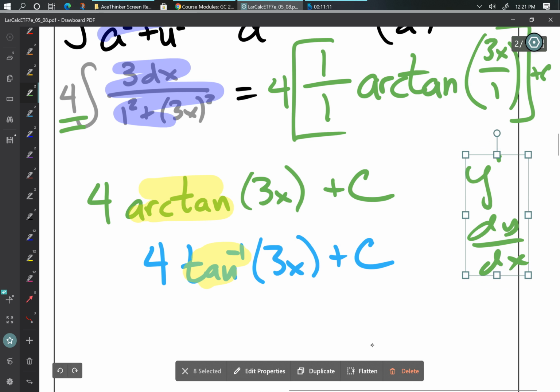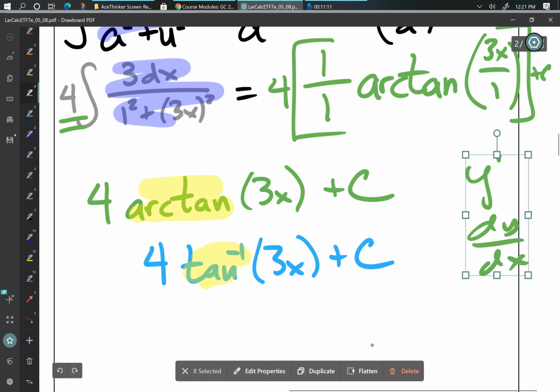I make less mistakes. I know it's extra writing, so it goes against my lazy principle, but it is something that I do because I've just made the mistake too many times, and I don't want to make the mistake again. Okay? All right, let's try this one.